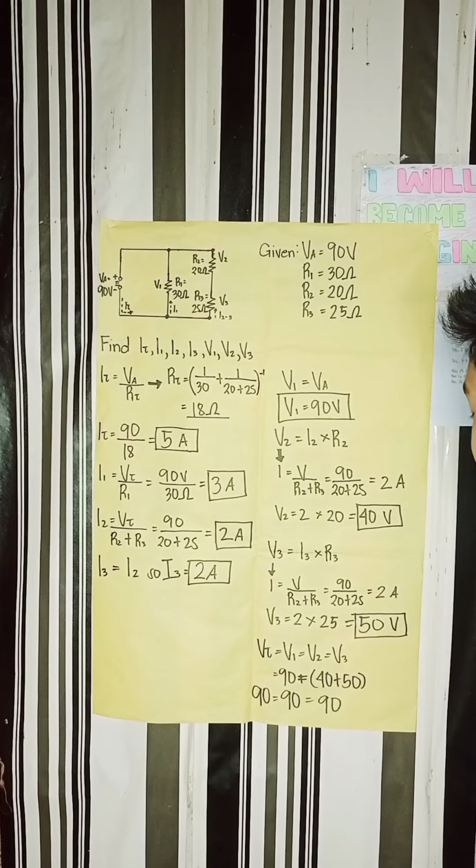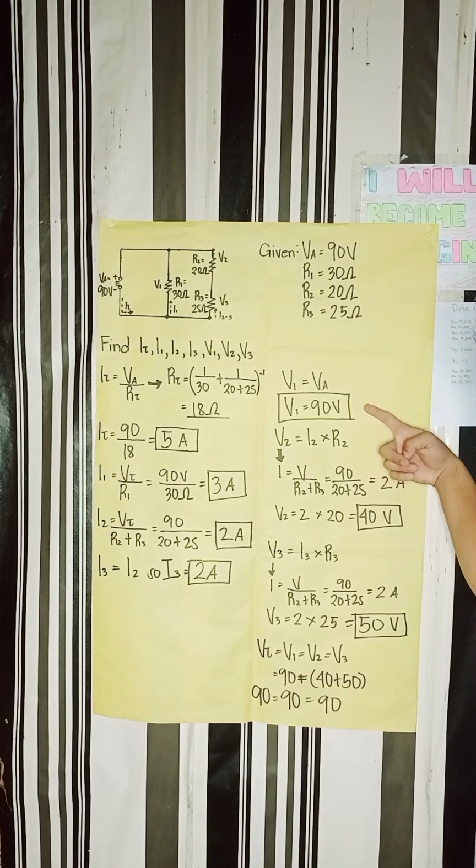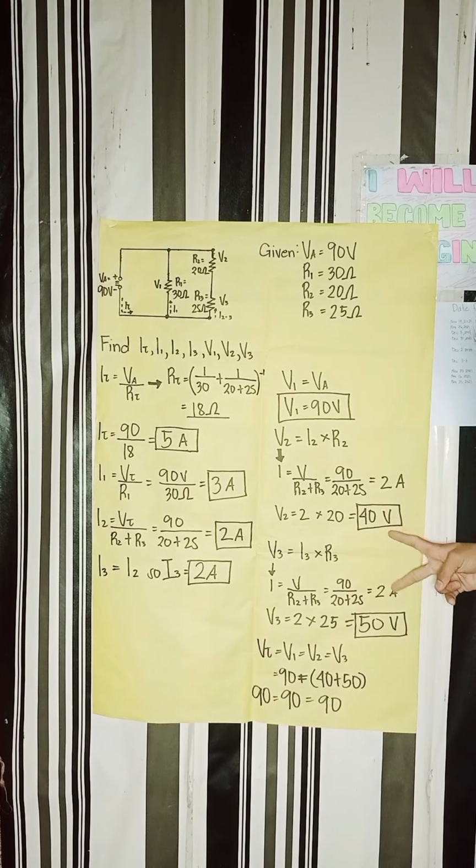So on a parallel circuit, the value of the total voltage is equal to V1, V2, and V3. So the total voltage is equal to 90, the V1 is equal to 90. Then V2 and V3 are on a series circuit, so we need to add them. So 40 plus 50 is also equal to 90 volts.